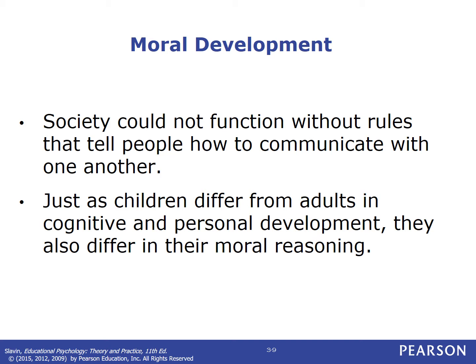Just as children differ from adults in cognitive and personal development, they also differ in their moral reasoning. Many people go into teaching without realizing this important fact, and so are shocked when they encounter students cheating, for example. But as we will see, it could be seen as a normal part of moral development that students will go through these stages before they understand that cheating is wrong.